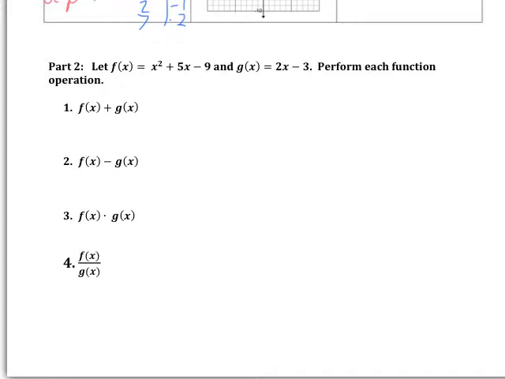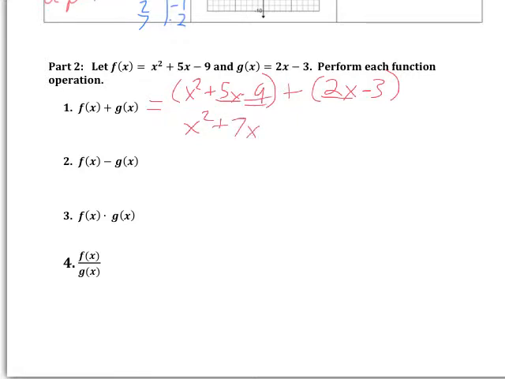Alright, now we're going to do some function operations. Number one, we have to do f of x plus g of x. So that is going to look like this. x squared plus 5x minus 9 plus 2x minus 3. Essentially this is just combining like terms. So the x squared doesn't have anything to combine with, so I'm just going to write it. The 5x is going to combine with the 2x right there, so that makes a 7x. And then finally the minus 9 is going to go with the minus 3 back there. That's going to make a minus 12. And that's the end of that problem.